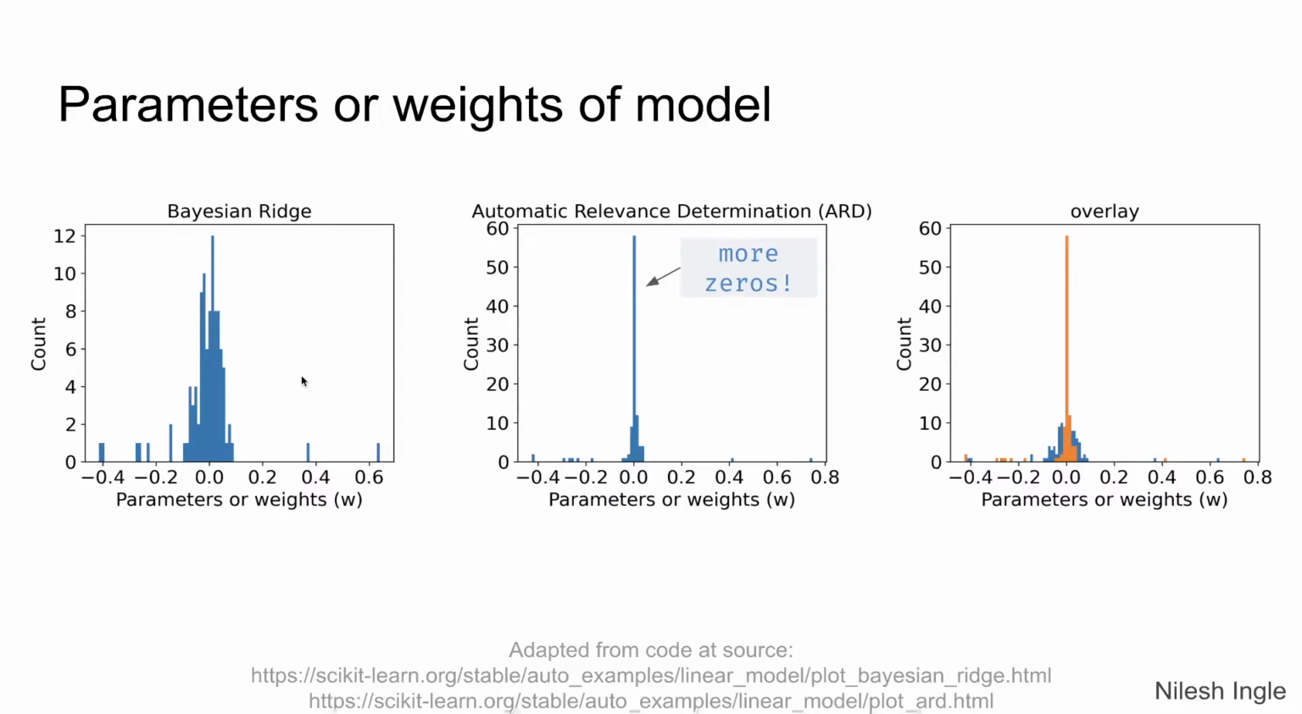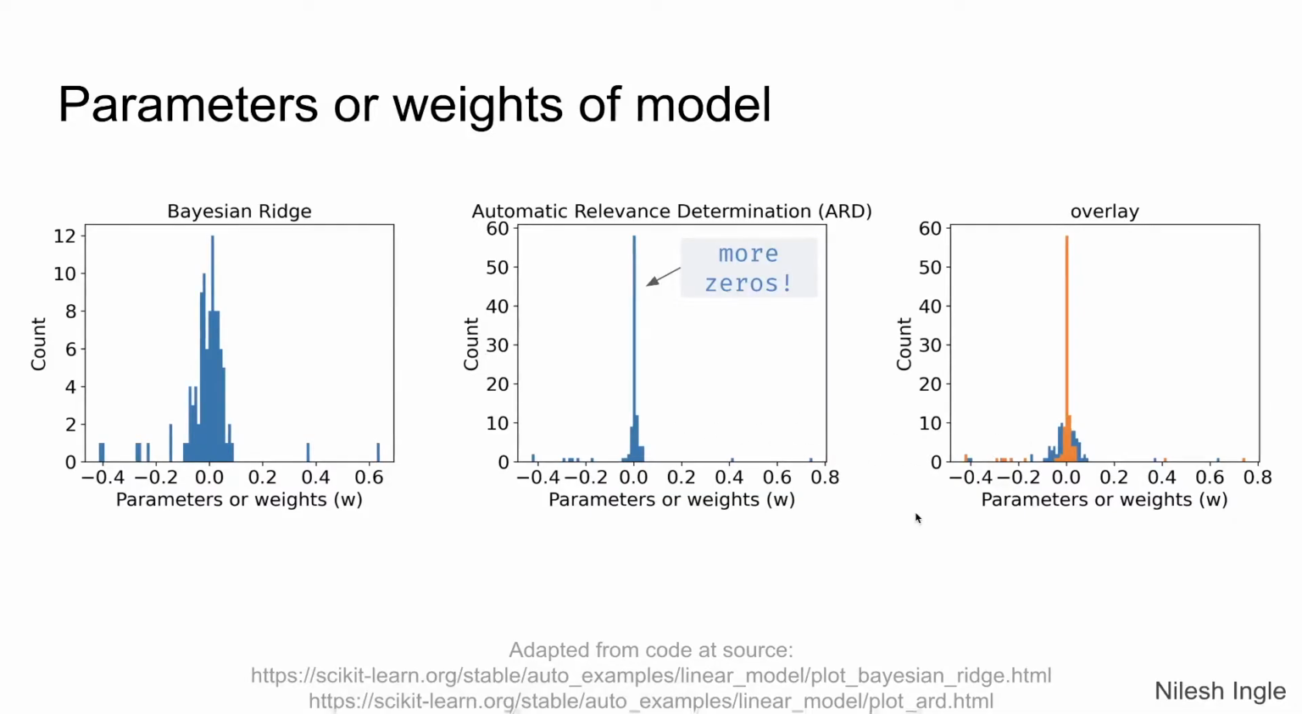On this plot, on the left-hand side is the distribution of the coefficients for Bayesian Ridge, and we can see it's more like a normal distribution, nicely spread out. In the middle plot, for the automatic relevance determination, we can see that most of the coefficients are 0, and therefore there is a sharp peak at 0, and hence the histogram is much narrower as compared to the Bayesian Ridge. We can see that in the overlay plot as well, where the orange part is for the ARD and the blue histogram in the background is for the Bayesian Ridge.